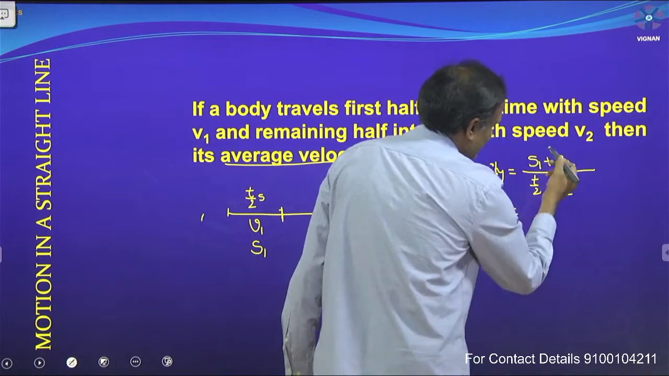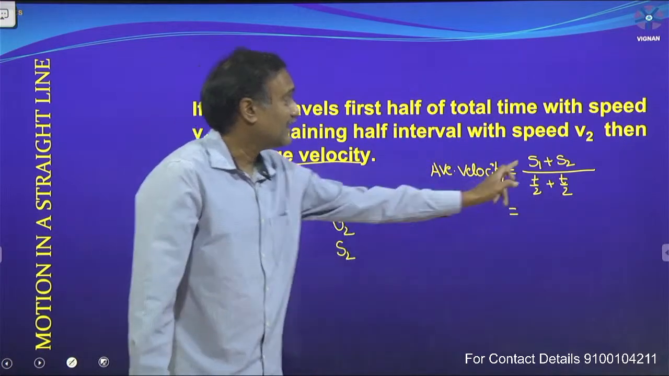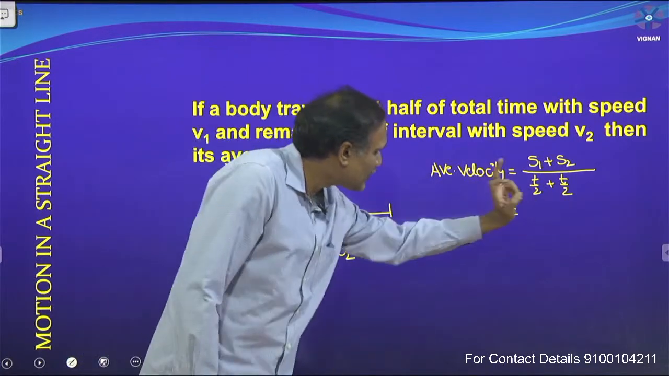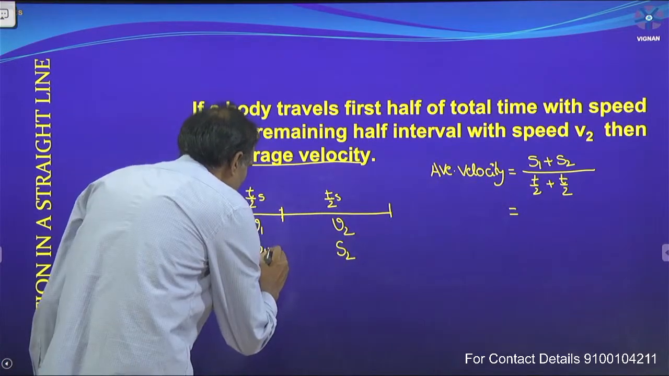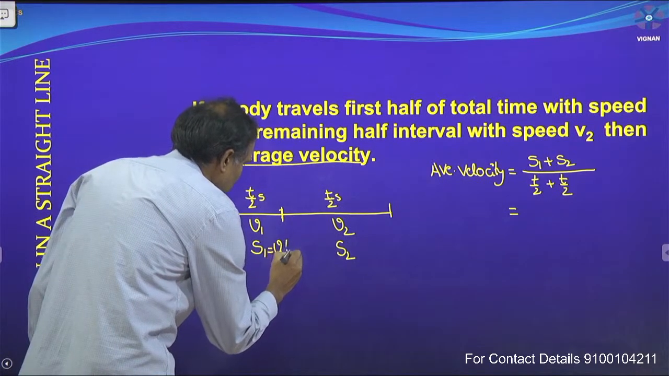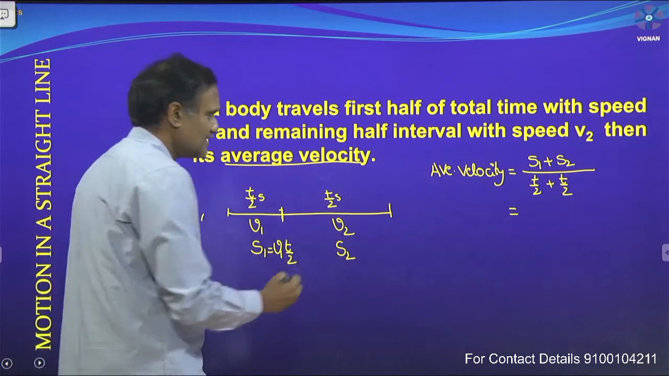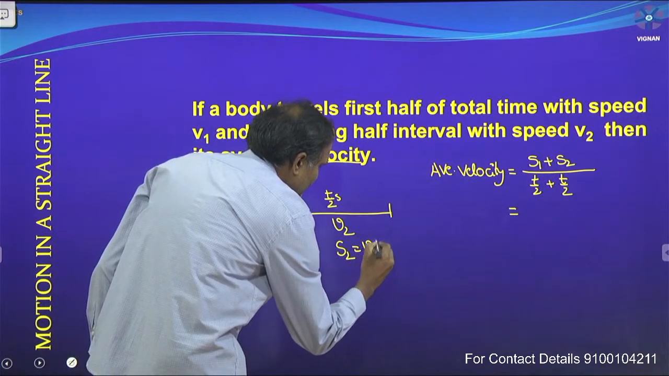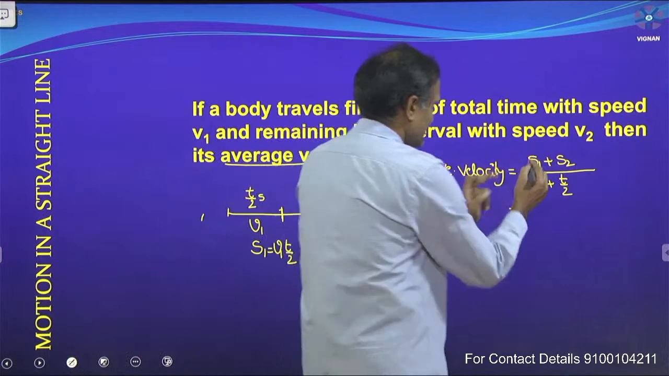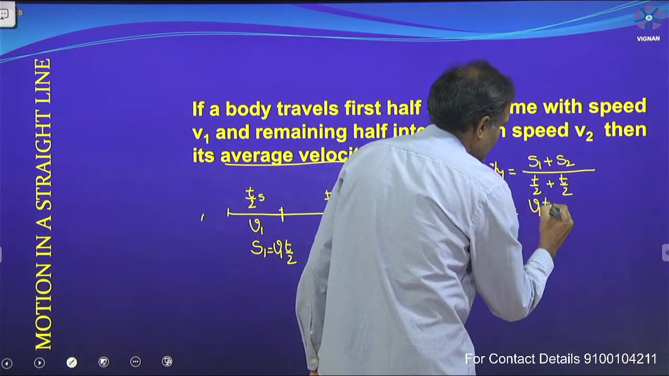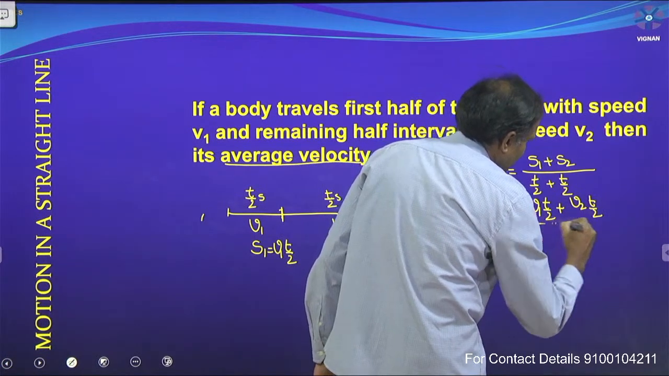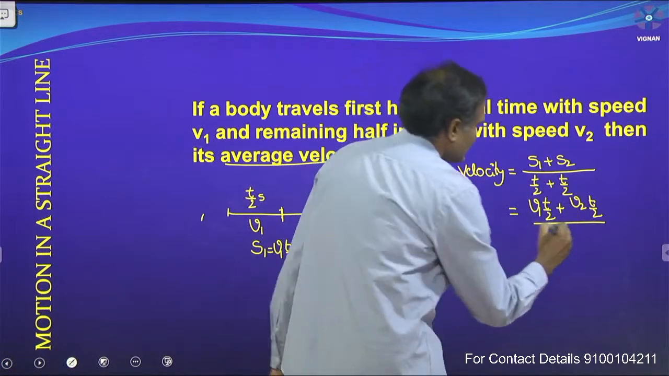But in the problem they are not given S1 and S2, they are given V1 and V2. So instead of S1, I want to use the formula average velocity into time interval, nothing but V1 into t by 2. S2 means V2 into t by 2. Now you substitute these two in this expression. It is V1 into t by 2 plus V2 into t by 2 divided by t by 2 plus t by 2, nothing but t.